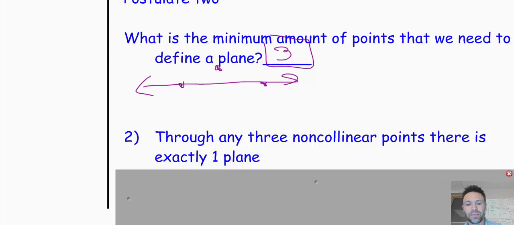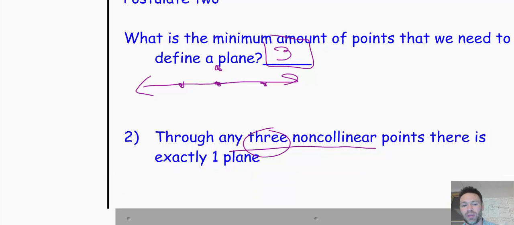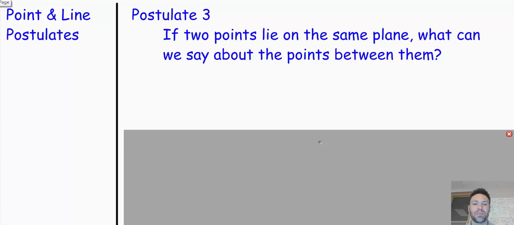All right, next. Through any 3 non-collinear points, there is exactly one plane. All right, so that's kind of the same thing as this is here. Okay? So through any non-collinear points, there is exactly one plane. Okay? Because if that third point is on this line, I've still only defined a line. So it has to be non-collinear. It has to be not on the same line.